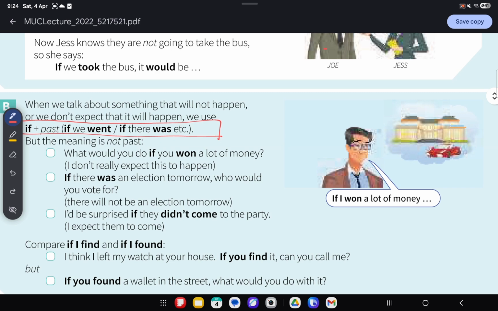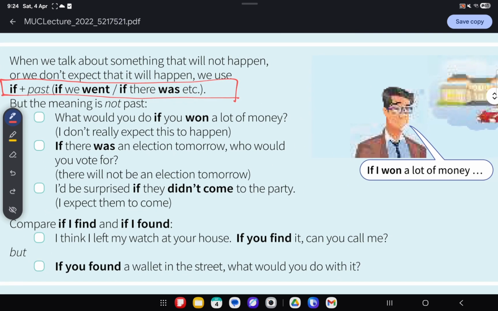What would you do if you won a lot of money? Means he does not have any money, but it is an imaginary sentence, and someone asked the person, what would you do if you won a lot of money? I don't really expect this to happen. It is never going to happen in the future.